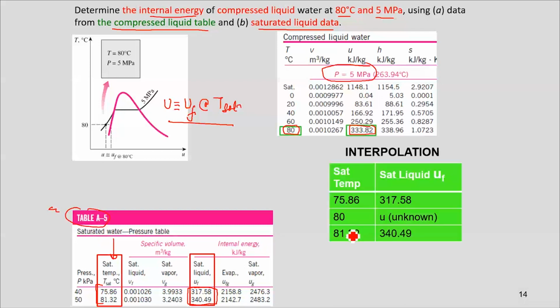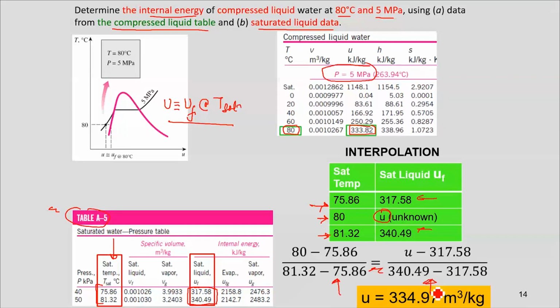This is your table again. 75.86, 81.32, the corresponding enthalpies are written. For 80 degrees, you have to find out the enthalpy, which is unknown. You just have to take the difference of temperatures on the left hand side, enthalpies on the right hand side, and solve it. This would give you the value of enthalpy, which again lies in between these two values, as the temperature lies in between 75.86 and 81.32 degrees centigrade.